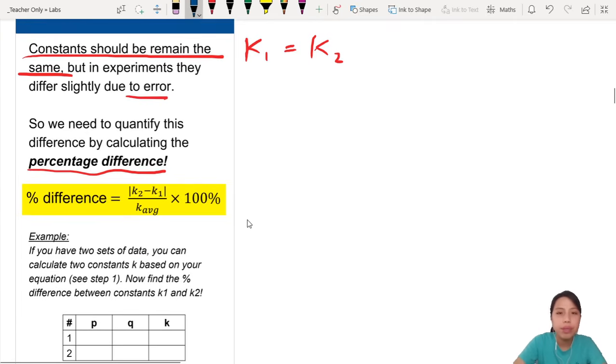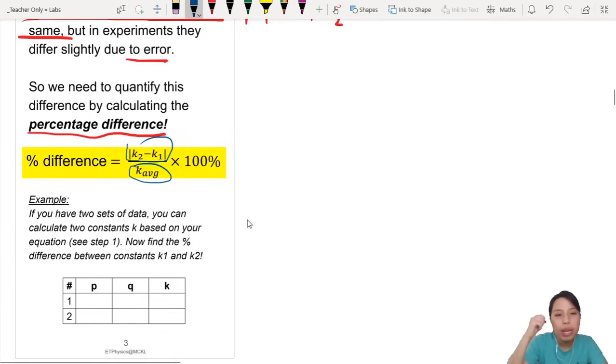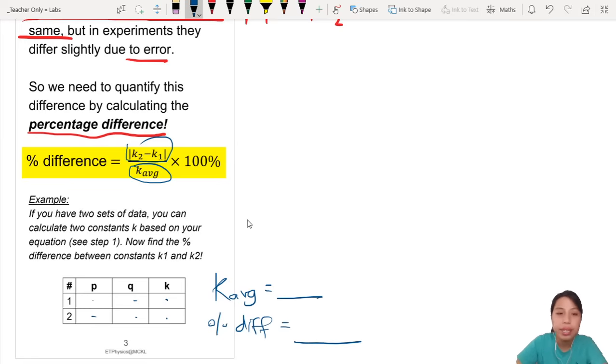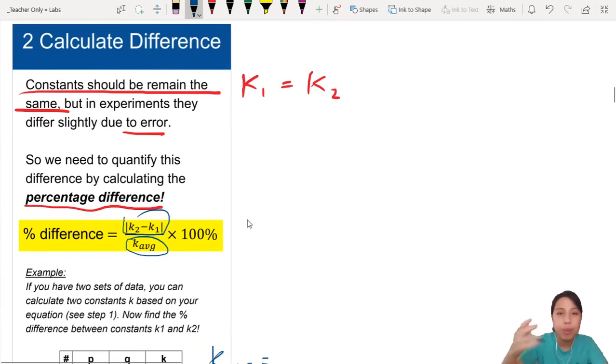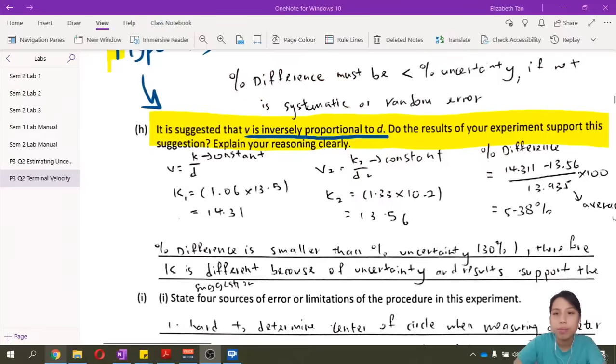So how do you calculate percentage difference? The formula is you just take the absolute value of K2 minus K1, over the average value of both, times 100. That's it. Sometimes it's helpful if you draw a table: you find P, Q, K, then you find K average, and then the percentage difference. Show your calculation, please. So this is step 2 already. Let's go and see what the student did. Did he or she calculate K?